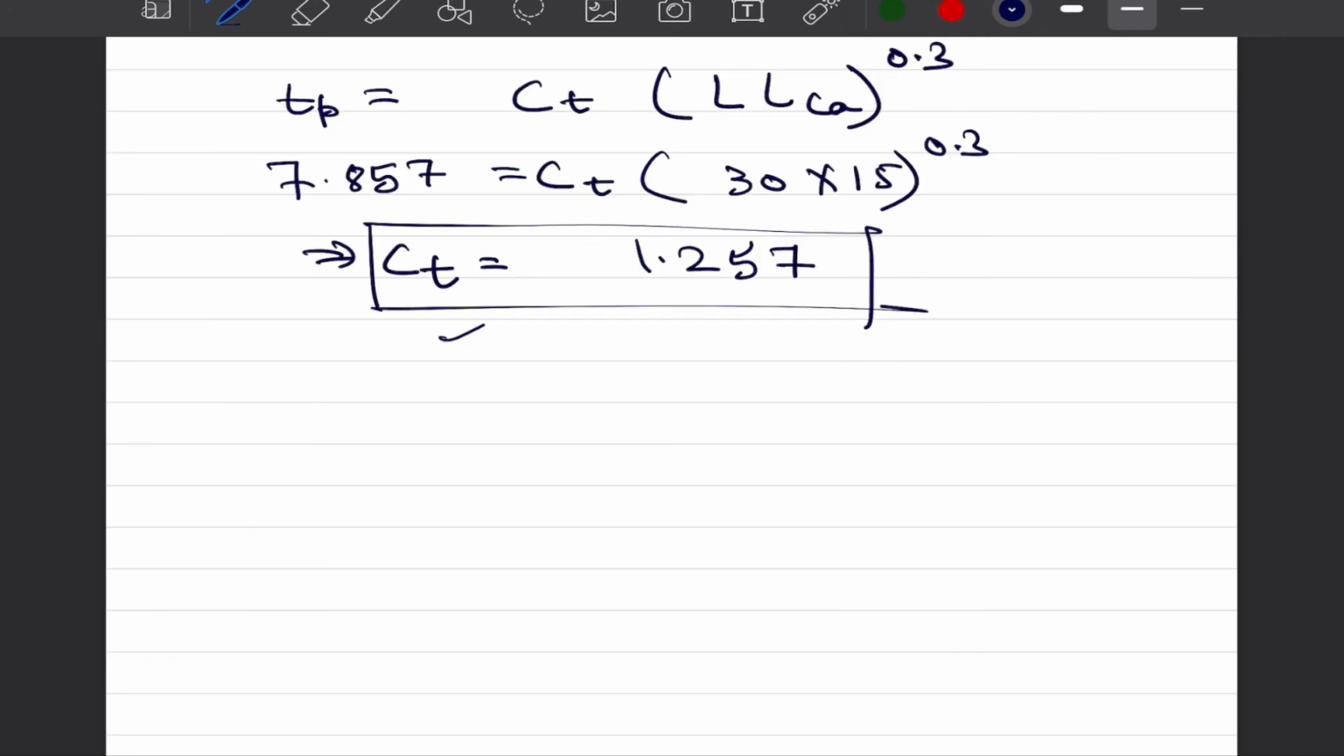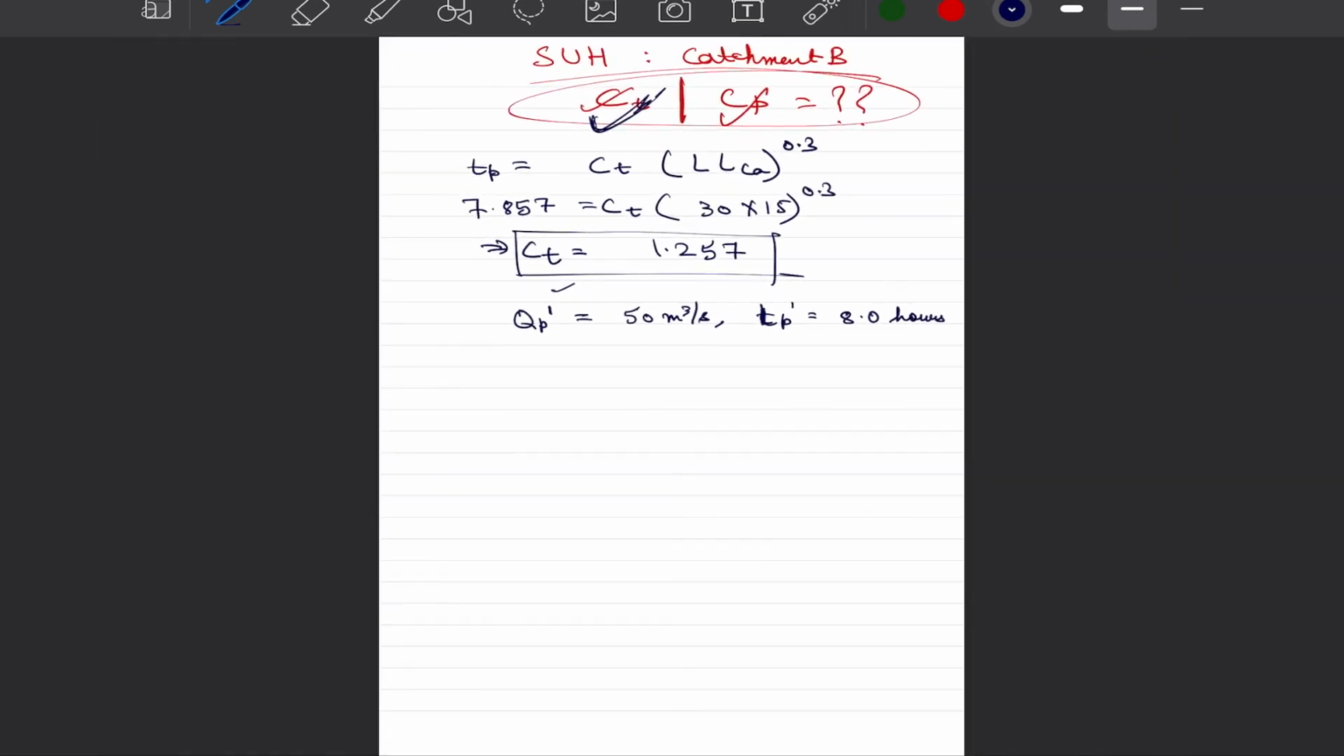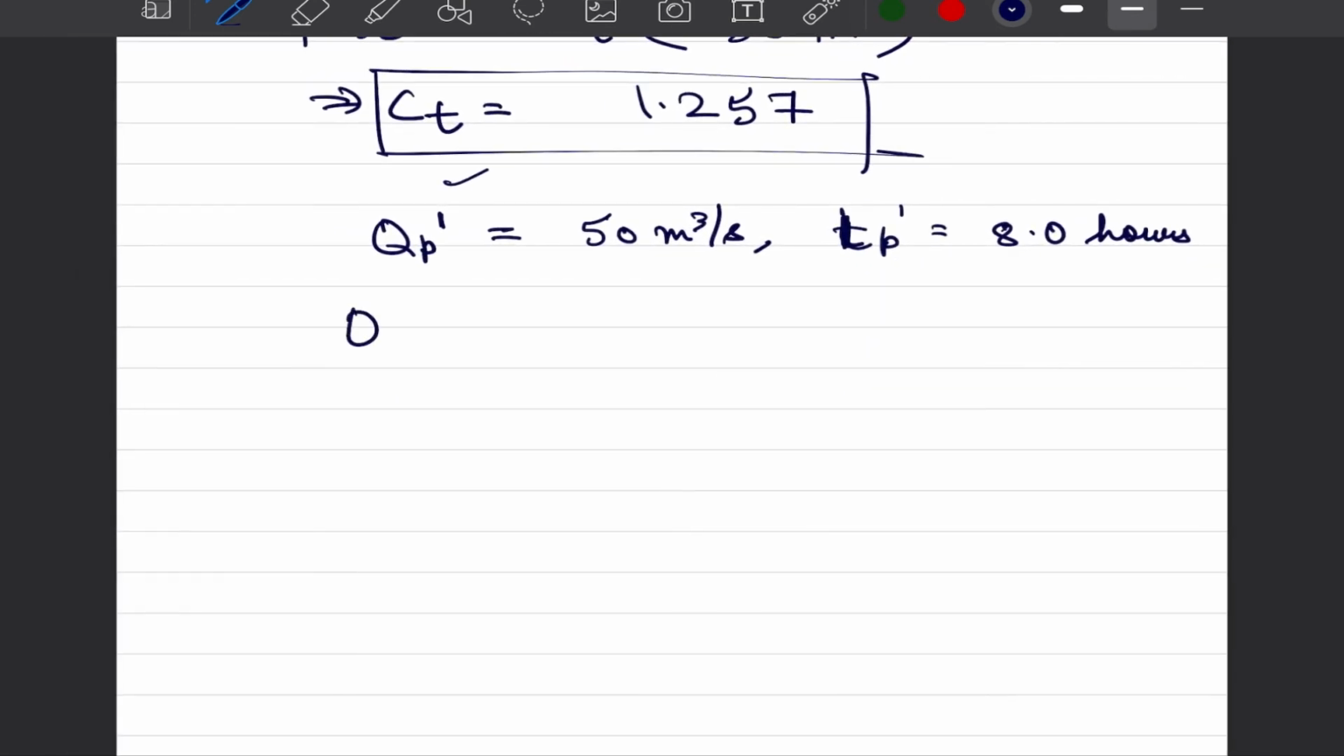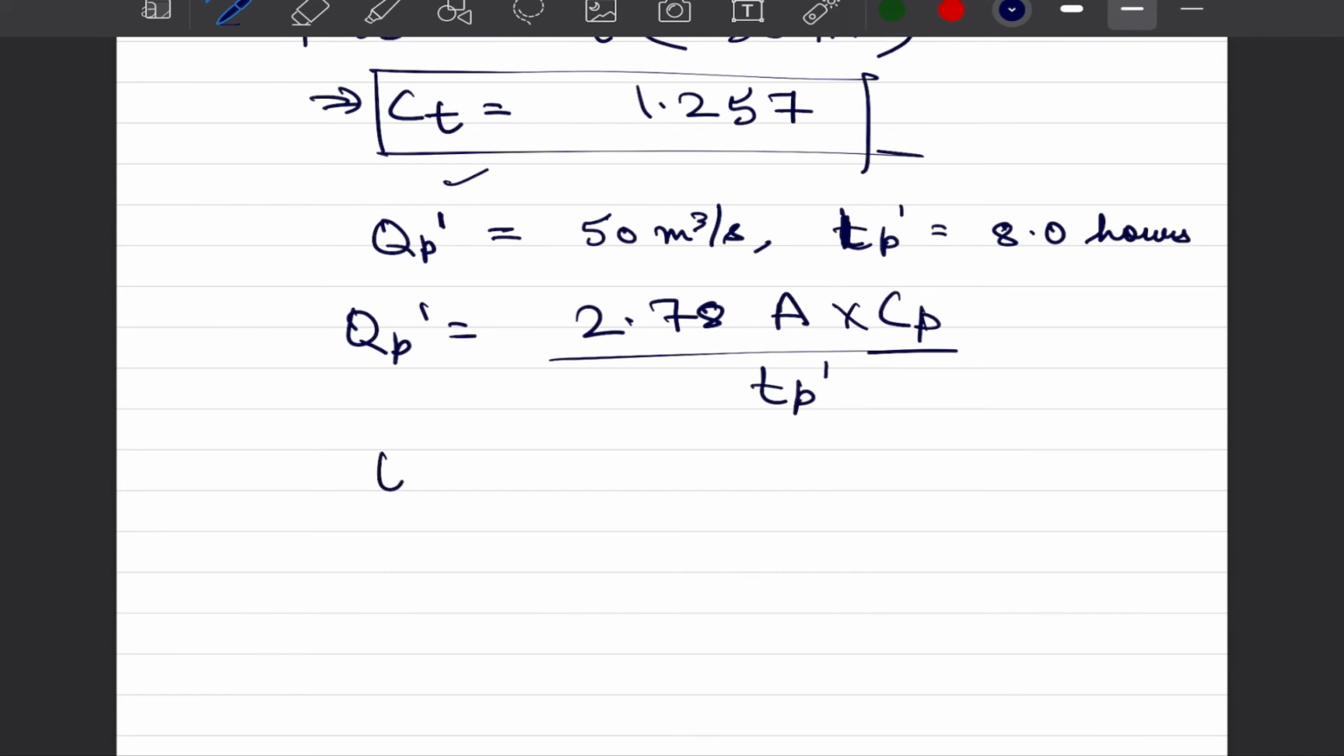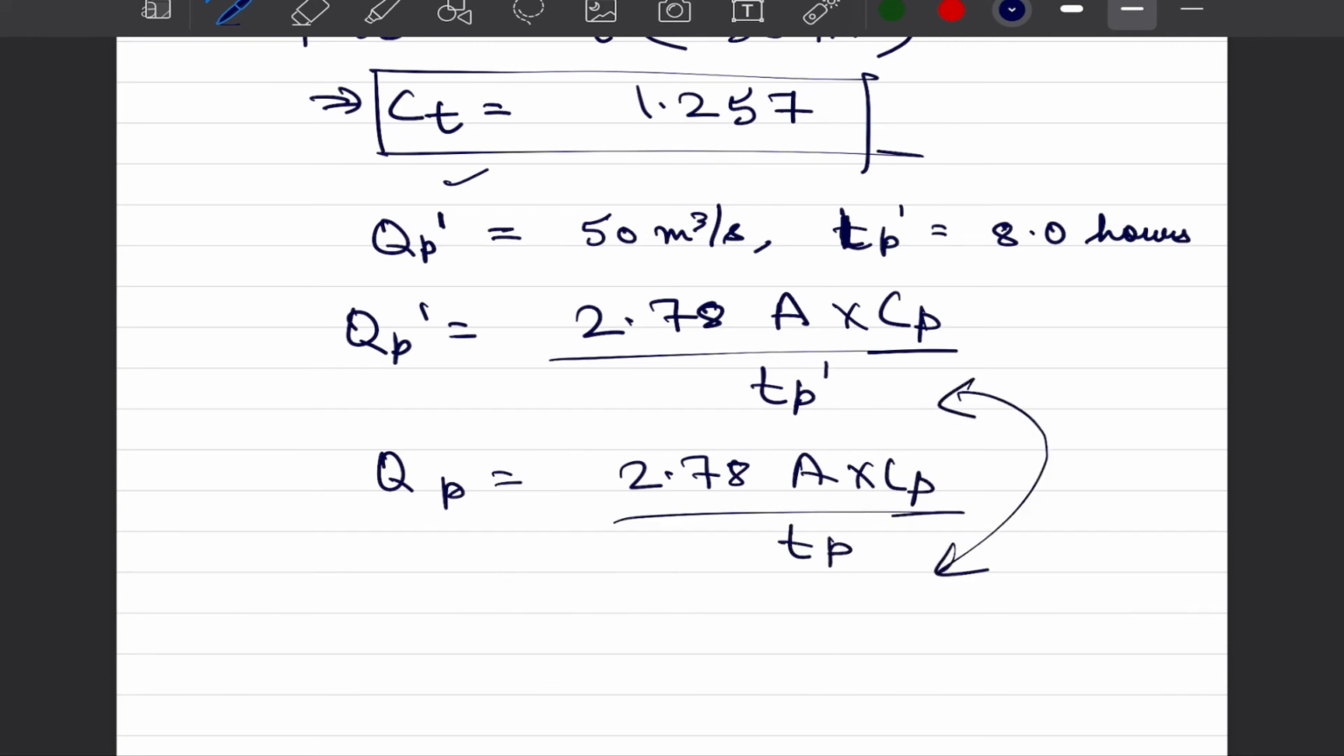Also, it is known to us that QP dash is equal to 50 meter cube per second for the duration of precipitation, TP dash equal to 8 hours. And we just learned that our QP dash can be written as 2.78 into A multiplied by CP divided by TP dash, or QP is equal to 2.78 into A into CP divided by TP, where these are non-standard and standard representations respectively.